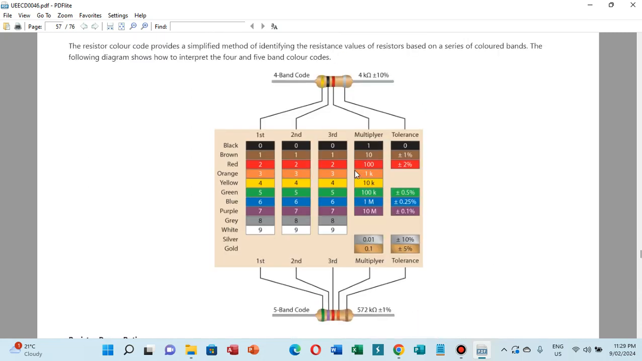So in this case, you can see this one. The first color is yellow. Yellow is 4. The second color is black. Black is 0, so 4, 0. And the third color is the multiplier. Here we need to multiply by 100, so 4, 0 multiplied by 100, you get 4,000. 4,000 is the resistance value of this one. And here is the gray band. The gray color represents plus or minus 10%. So this means the resistance value is 4,000 ohm plus or minus 10%, so this is 4,400 ohm or minus 400, so 3,600. This is the way we also calculate it.